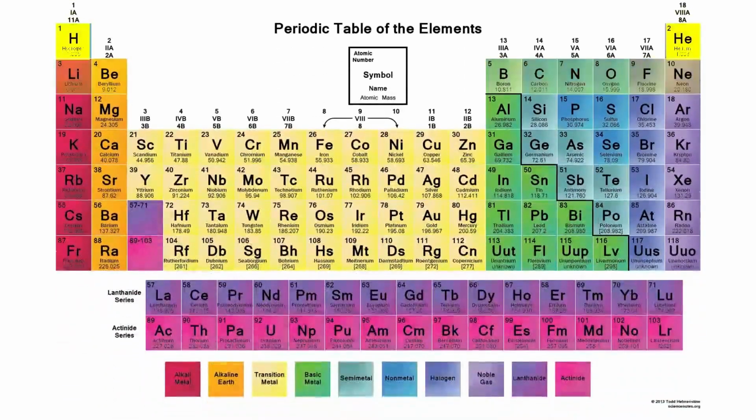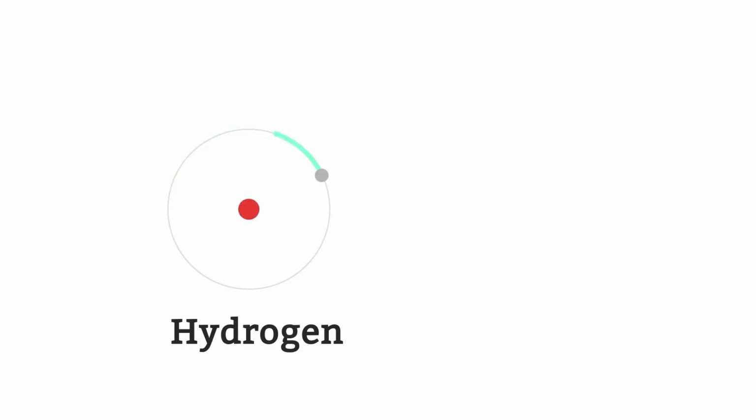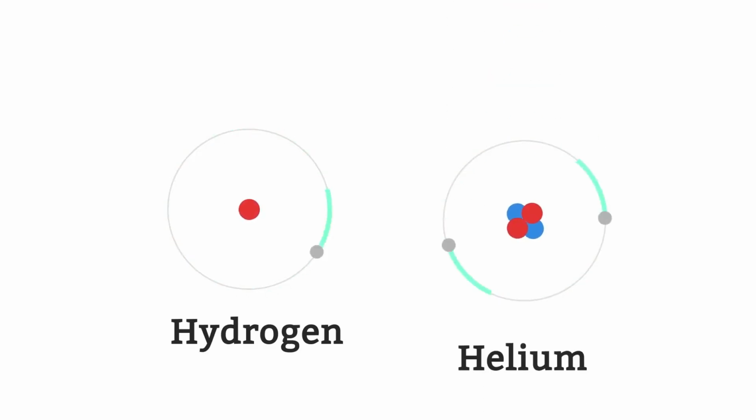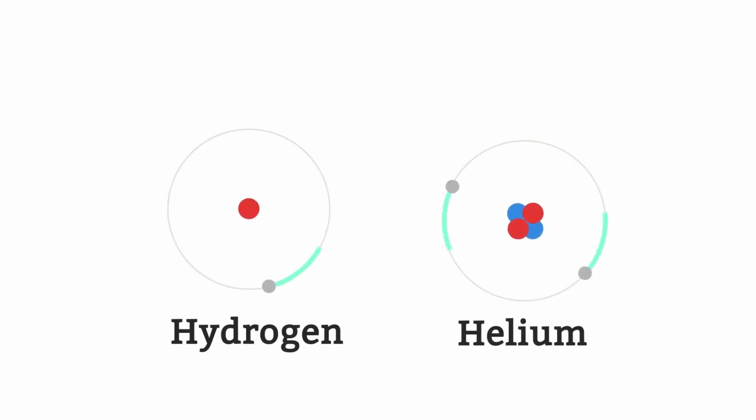The number of electrons each shell can take can be seen by looking at the rows of the periodic table. The first row has just 2 elements in it, hydrogen and helium. The first shell can take just 2 electrons. Hydrogen has 1 shell with 1 electron in it, and helium has 1 shell with 2 electrons in it.